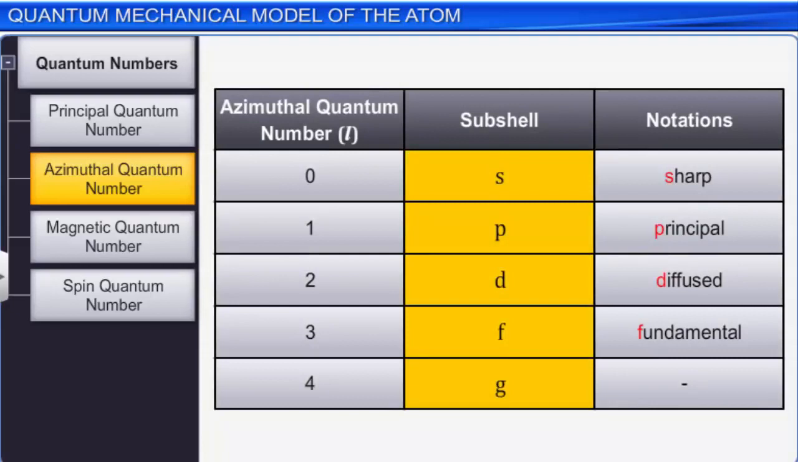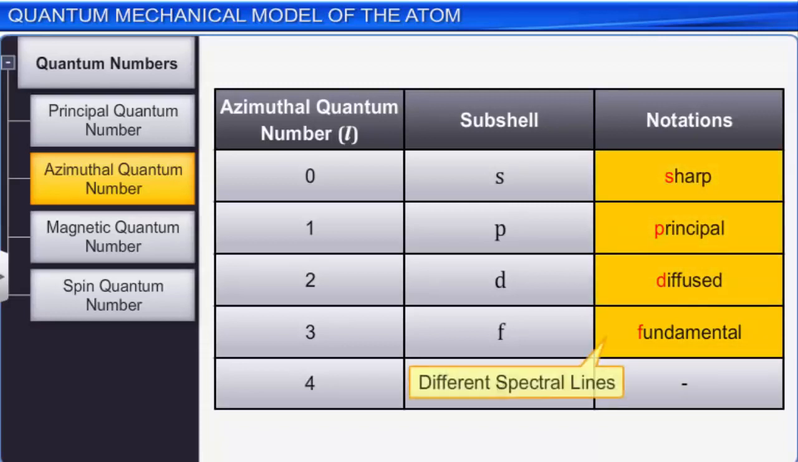Subshells corresponding to different values of L, that is, 0, 1, 2, 3, 4, are represented by the symbols S, P, D, F, G, and so on. The first four notations are the initial letters of the words sharp, principal, diffused, and fundamental, the words formerly used to describe different spectral lines.